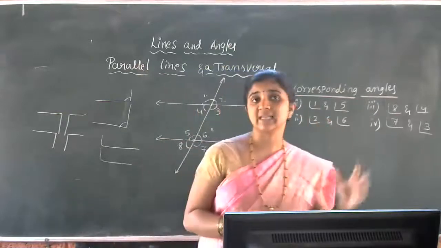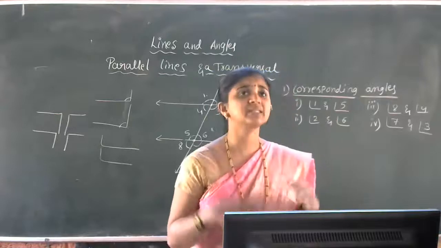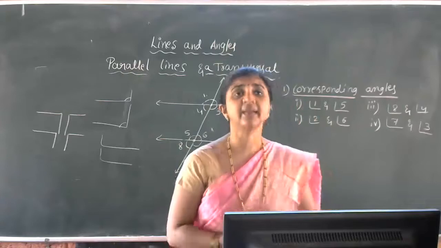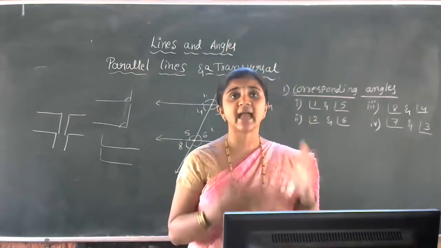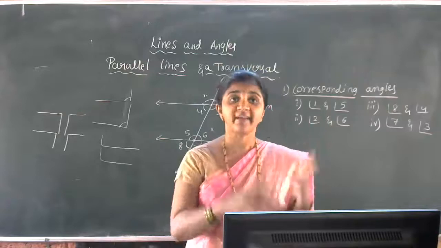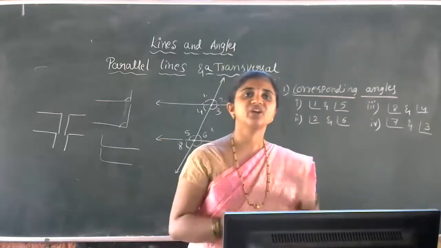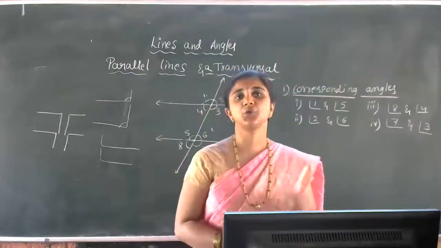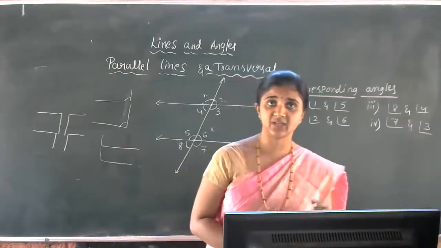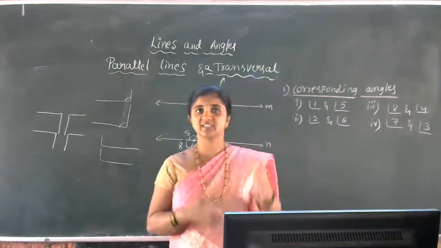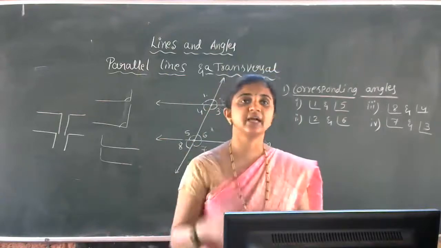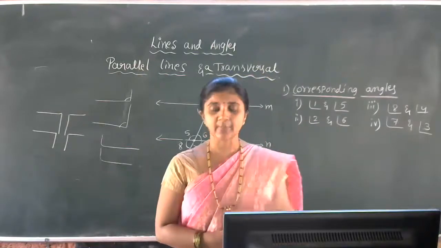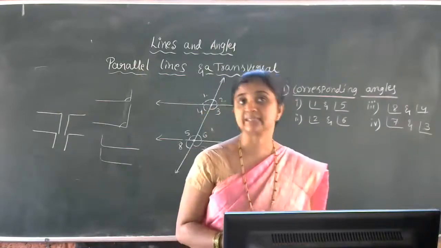If two or more lines are parallel to each other, when a transversal intersects the parallel lines, then the pairs of corresponding angles are equal. Or the second statement: if the pairs of corresponding angles are equal, then the lines are said to be parallel. Is that clear, students? Whatever we are discussing, the notes I'll send after the class, and you have to write them in your notebook. So this is about the corresponding angles condition.